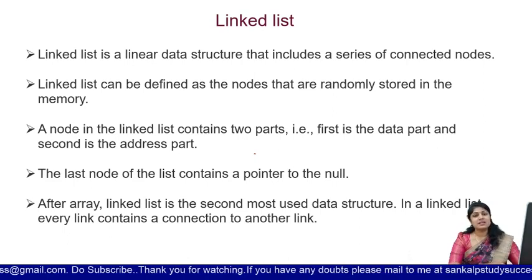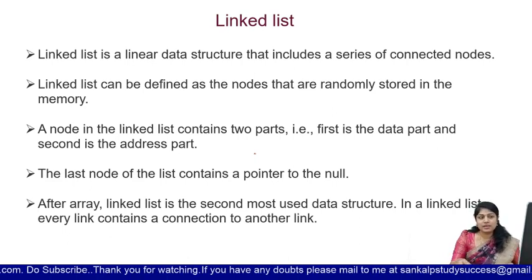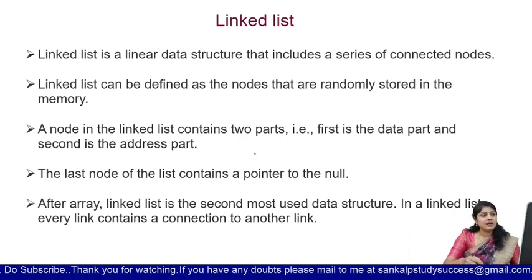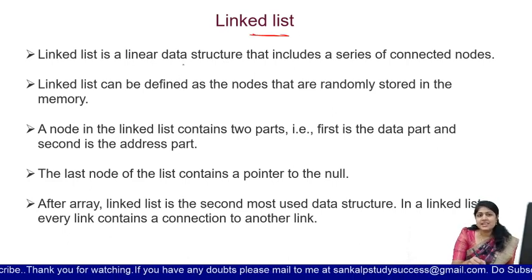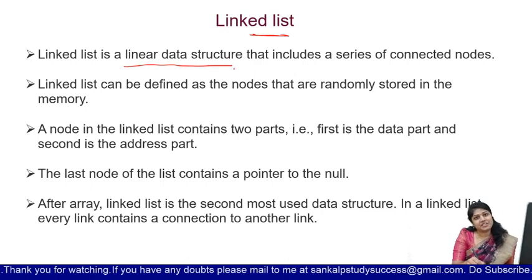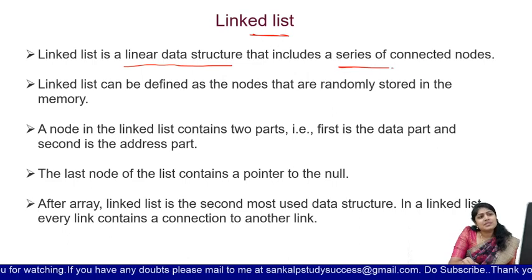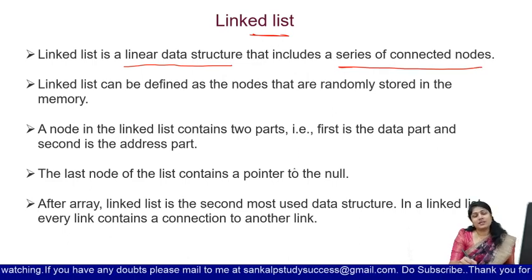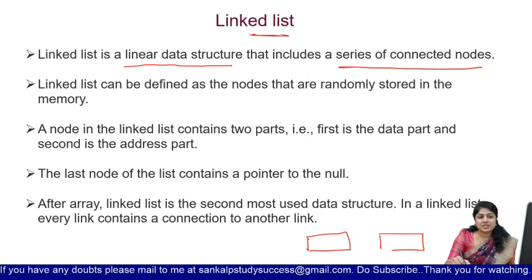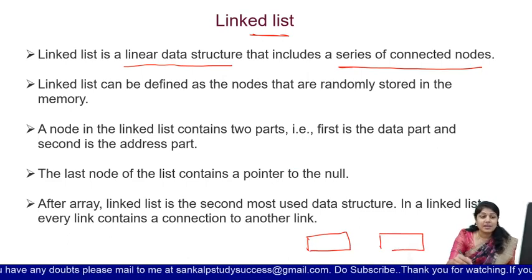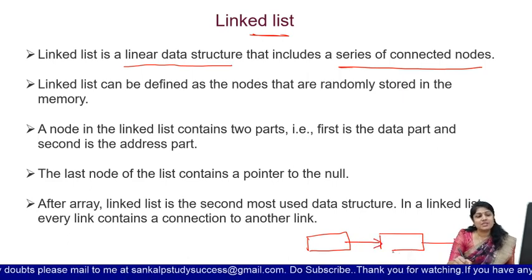Now let us see what is linked list. This can again be asked for 2 marks or 1 mark, that depends on your regulation. Clear? Now let us see what is linked list, right? As we know, this is a linear data structure, and it includes a series of connected nodes. That means we have a collection of nodes. Linked list is nothing but a collection of nodes. There is a connection between the nodes like this.